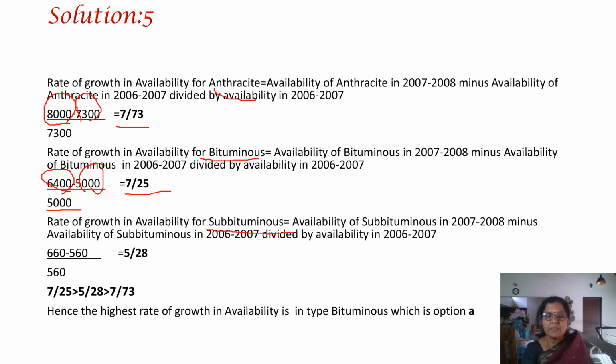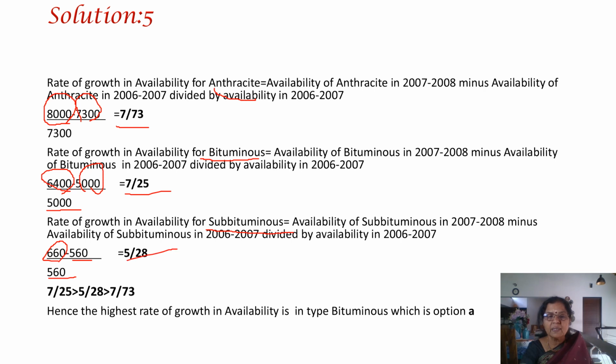Find out the availability in the second year: 660 tons, and the previous year it was 560. So this minus this divided by 560, because it is for the base. What is the increase in growth? Always for the base number, the original number, the previous number, the first number. So you are getting 5 by 23.